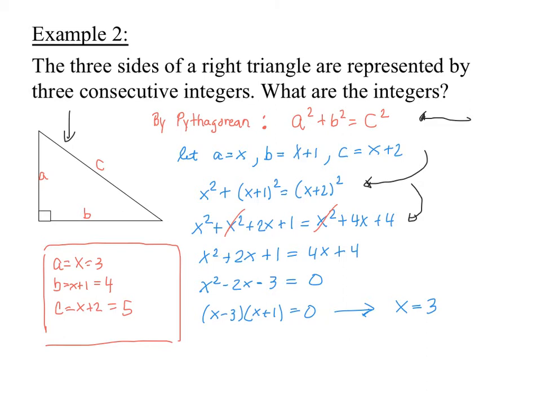We're left with x squared plus 2x plus 1 on the left hand side, and 4x plus 4 on the right hand side. We use the zero principle again, and we move everything over to the left hand side. We get x squared minus 2x minus 3 is equal to 0, and we see that's factorable into 2 pieces. X minus 3 times x plus 1. And in this case, x cannot be -1 because we can't have a negative length, so x must be 3. And so A is 3, B is 4, and C is 5.